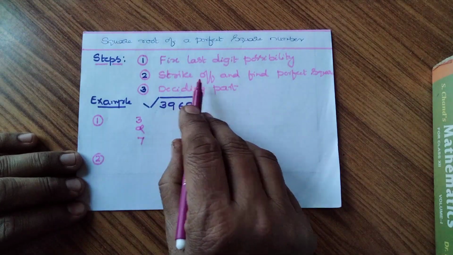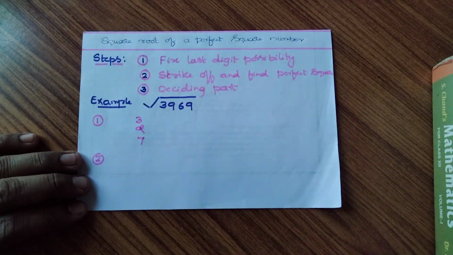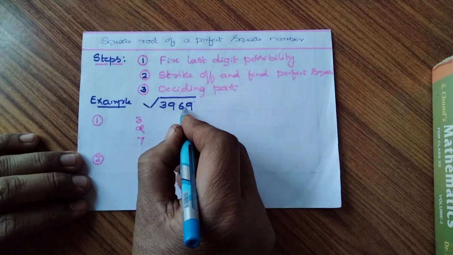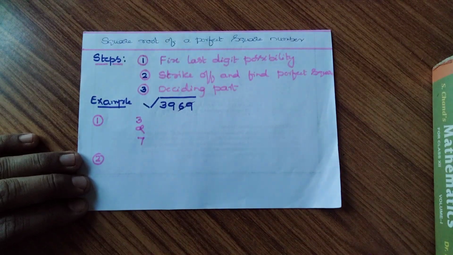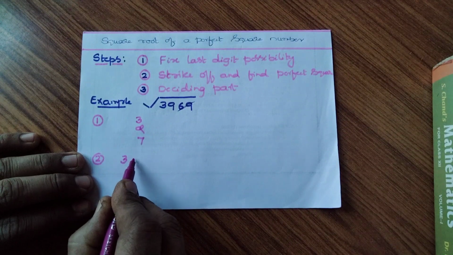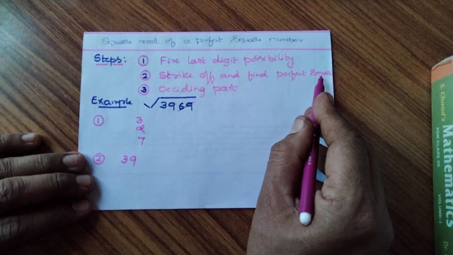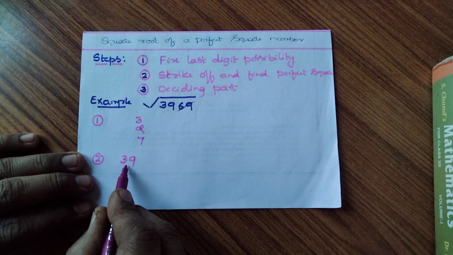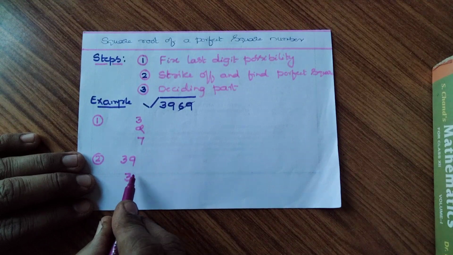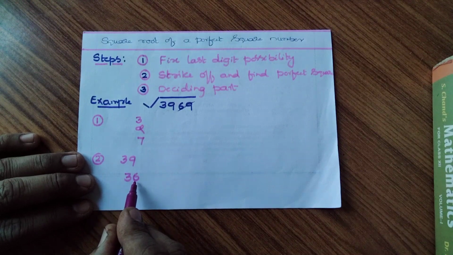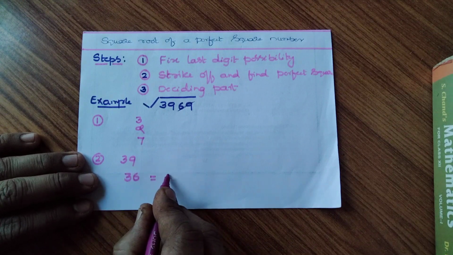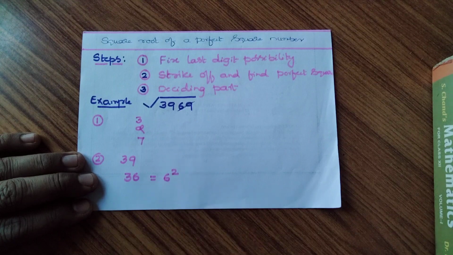Next, we come to the second step. The second step is strike off. After noting down the last digit, we have to strike off these two numbers, 69. Next, we consider this 39, and we have to find the perfect square close to 39, that is 36. Got it? 36 is a perfect square close to 39. So 36 is 6 square.